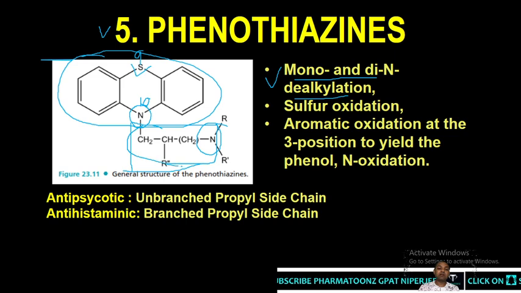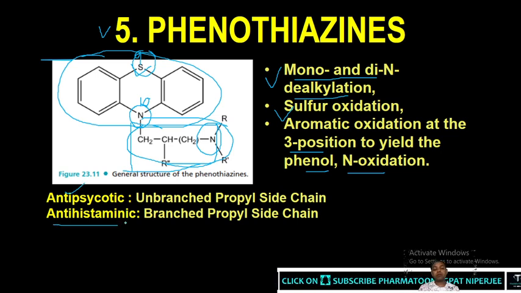So from here there is a removal of the carbon chains, sulfur oxidation which is converted into the sulfoxides, and aromatic oxidation at the third position to yield a phenol, as well as other oxidations. So basically phenothiazine has two main applications. One is an antipsychotic compound, another is an antihistaminic compound.